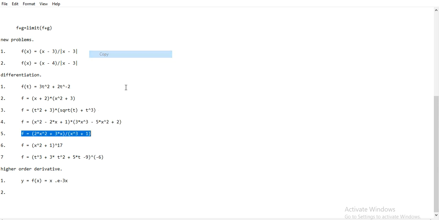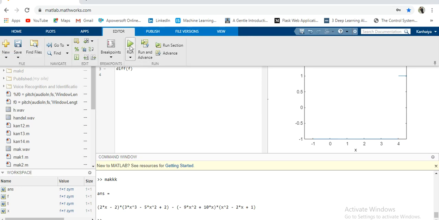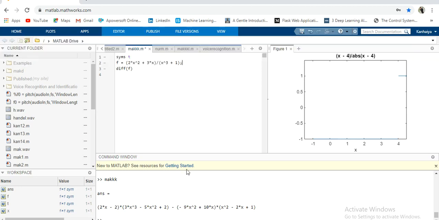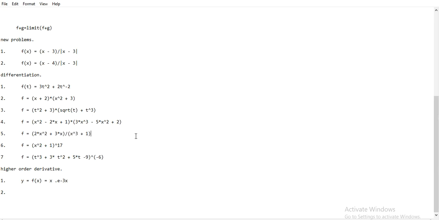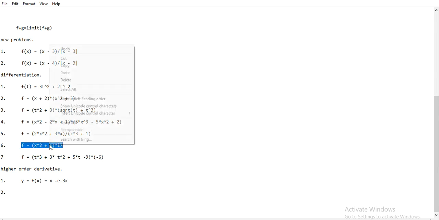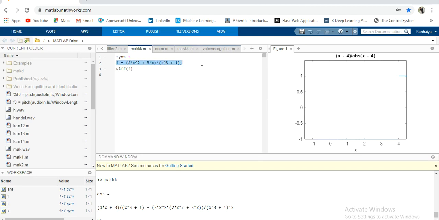This is a good problem. The division rule will be applied here. If you solve it manually, it will take lots of time, but Matlab will solve it very easily. Only one line you have to give, then Matlab will solve for us. Yeah, this is the correct answer. You can solve manually and match always, but we don't have time for checking manually and then again by Matlab. If you are strong enough to solve the problem very easily, then it's okay for you.